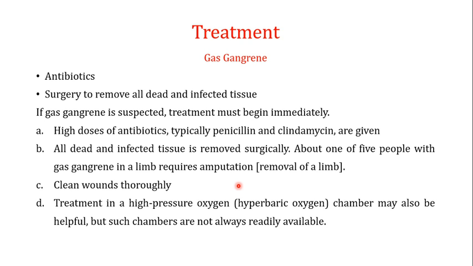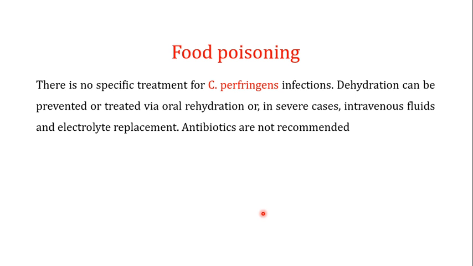So when you treat the individual with high pressure oxygen in the hyperbaric oxygen chamber, that can actually stop the growth of Clostridium perfringens. When you talk about the food poisoning caused by C. perfringens, there is no specific treatment for C. perfringens infection, because that is caused by the toxin and not by the microorganism itself.